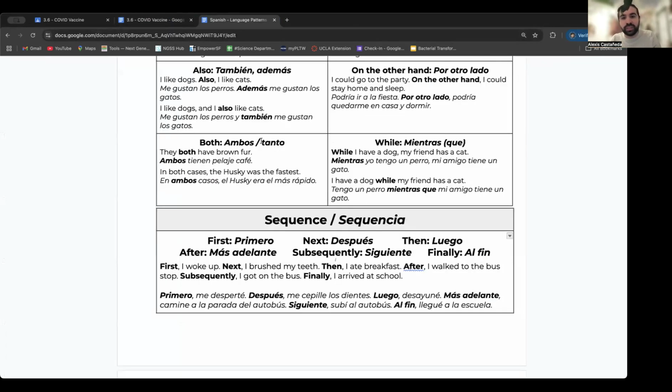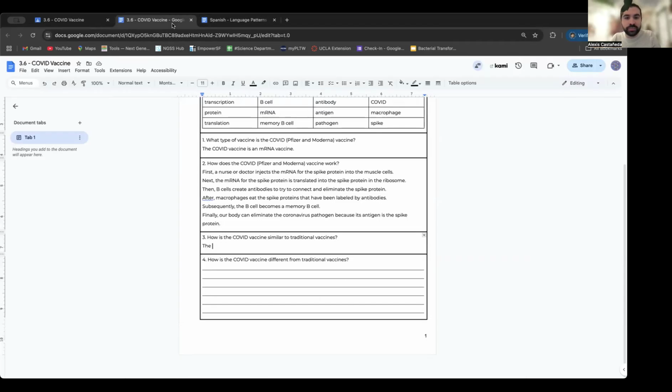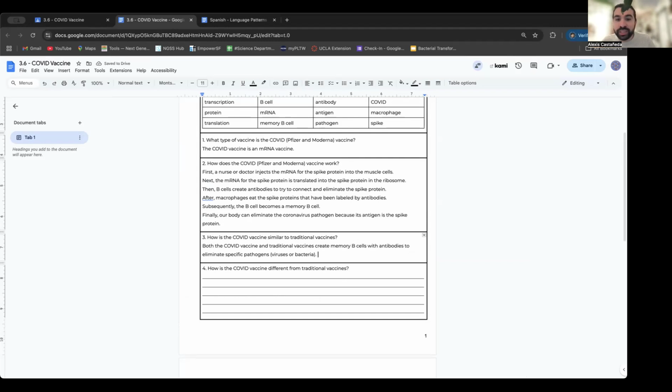Also we can use these words to talk about similarities, right? So similarly, likewise, to, also, both. So I can write here, both the COVID vaccine and traditional vaccines create memory B cells with antibodies to eliminate specific pathogens, viruses, or bacteria. That's really what the similarity is between them. There are other details that you can add, but really we can stick with this.